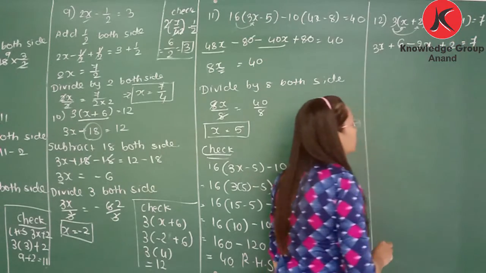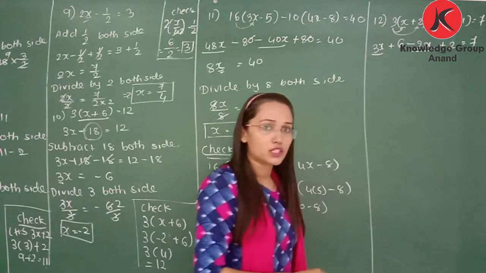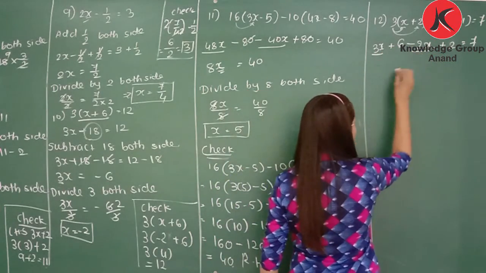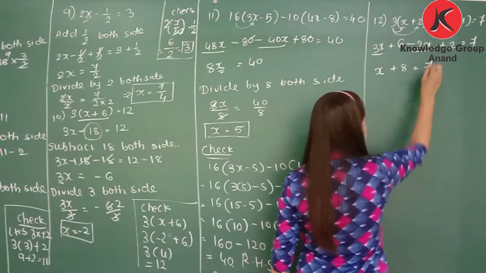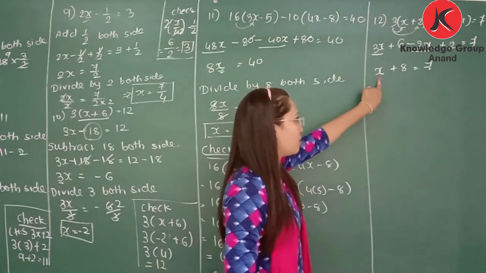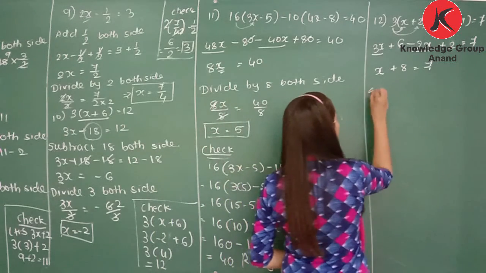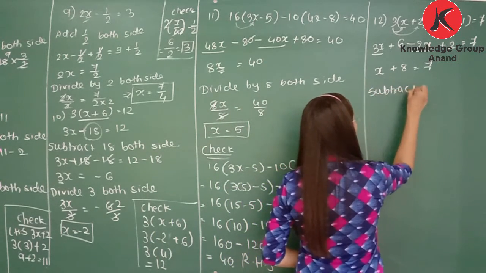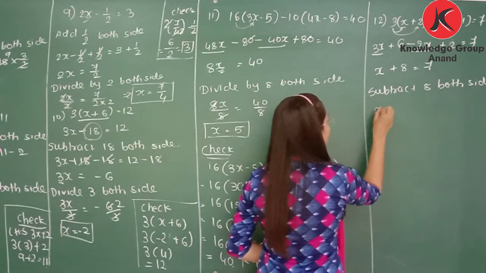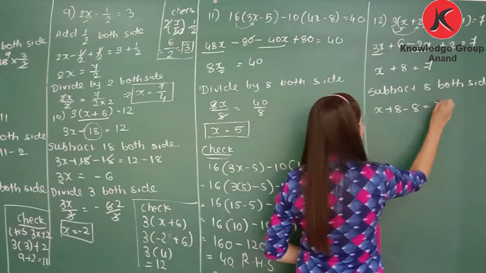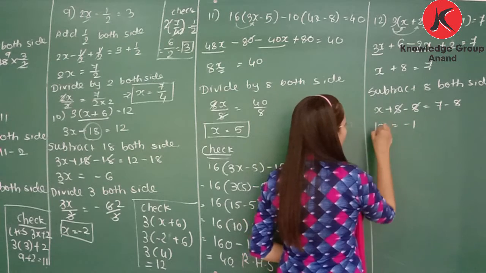Is equal to 7. Now 3x and minus 2x are like terms. So 3x minus 2x is x. Plus 6 plus 2, that is 8, is equal to 7. Now what we need to find? Variable x. So remove this 8 by subtracting 8 from both sides. So we can write x plus 8 minus 8 is equal to 7 minus 8. We can cancel this, so x is equal to minus 1.